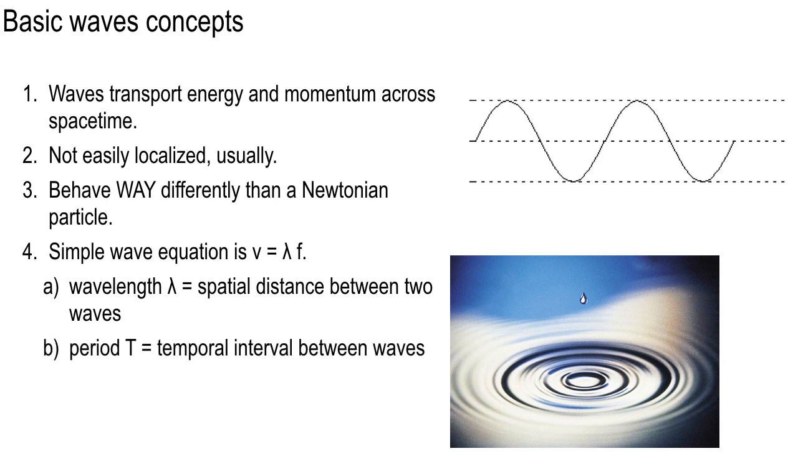Now, the period of a wave, capital T, is the temporal interval between waves. So if you're sitting on a jetty out by Cocoa Beach or somewhere, and you're timing the waves as they come in, they break on the jetty once every 6.4 seconds. Well, that's your wave period. The frequency is 1 over that, right? So V equals lambda F. Lambda is the spatial distance, and frequency is 1 over the temporal interval between the waves.